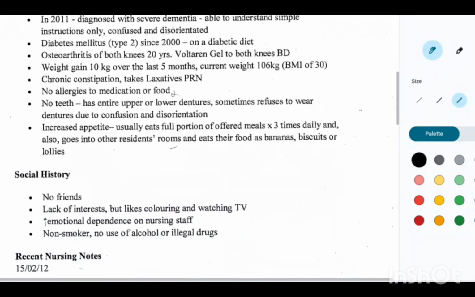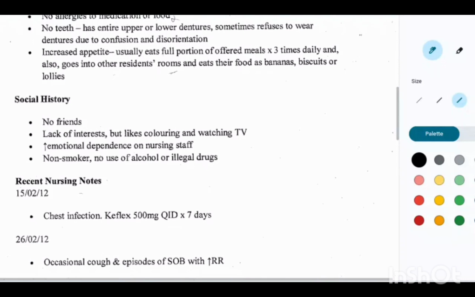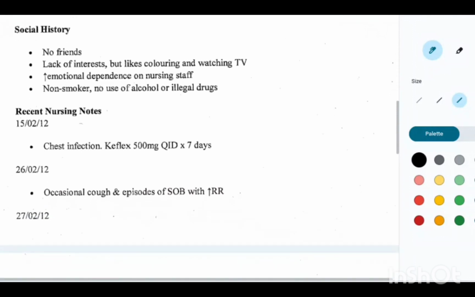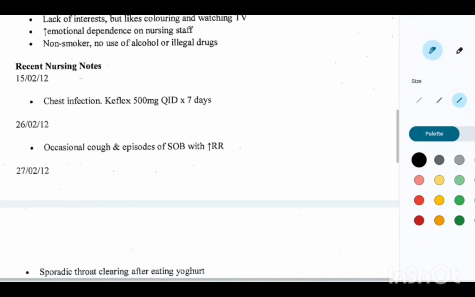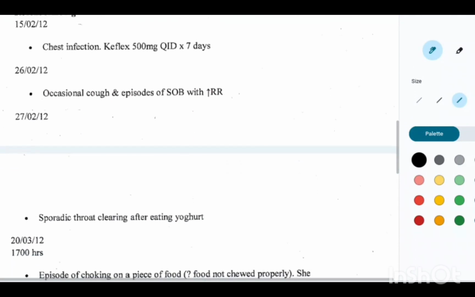Social history is given: no friends, lack of interest, but likes coloring and watching television. Increased emotional dependence on nursing staff, non smoker, no use of alcohol or illegal drugs. Recent nursing notes: 15th February 2012, chest infection, Keflex 500 milligrams QID for 7 days. On 26th February 2012, after a few days, occasional cough and episodes of shortness of breath with increased respiratory rate. And on 27th February, the next day, sporadic throat clearing after eating yogurt.